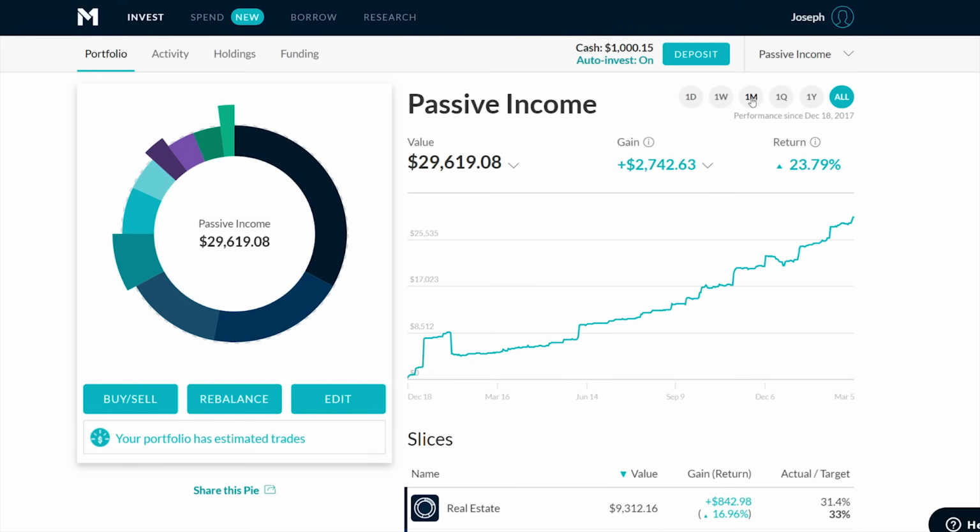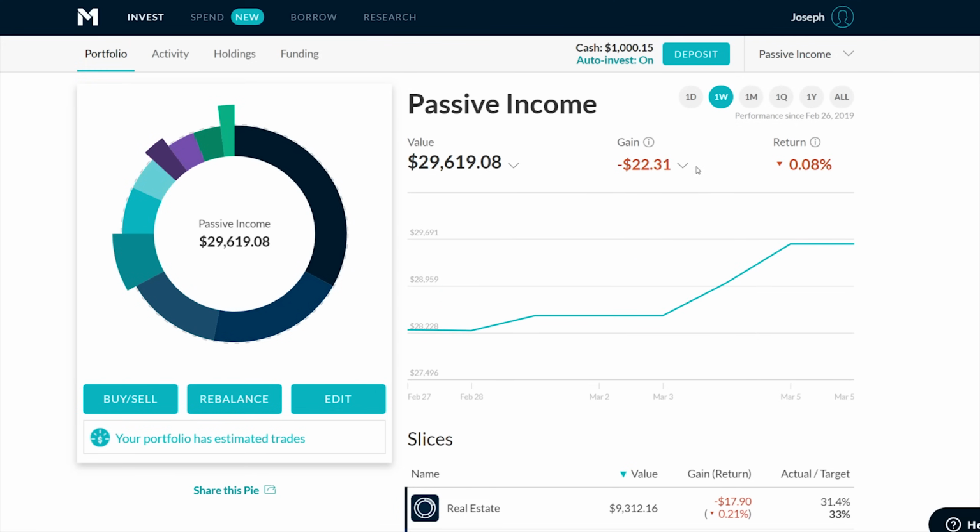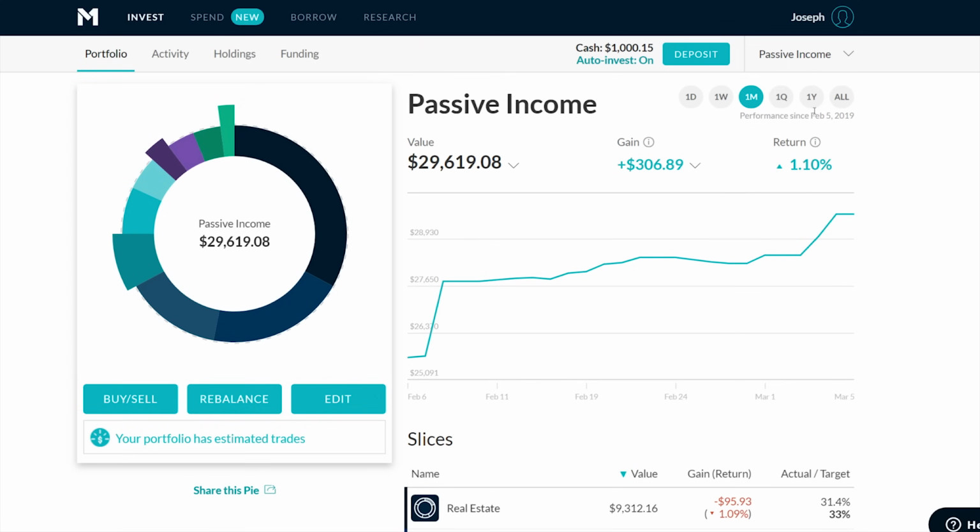If I go to 1 month here, $306. Now the cool thing is only 186 of this is through market gains. Earned dividends is 120. So a substantial amount of the money that I'm making now is through dividends. If I go to just the previous week, I'm down, but I have $45 that I've earned through dividends. And so you can see that the dividend payments are increasing pretty drastically.